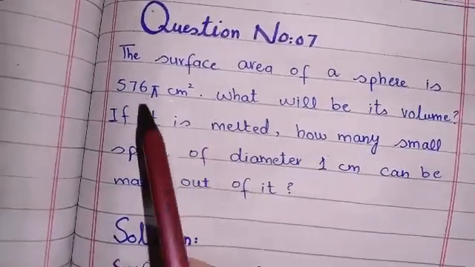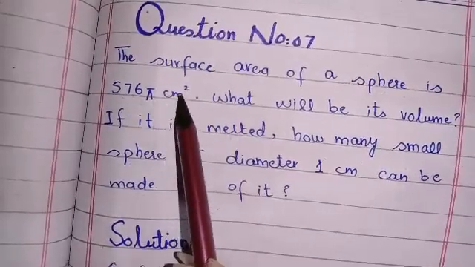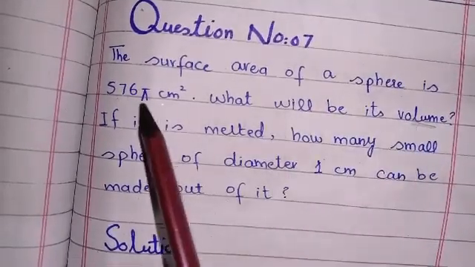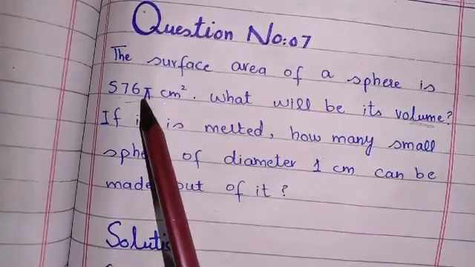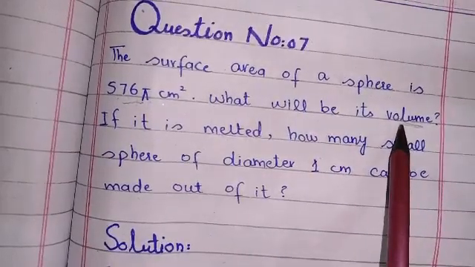Students, in this question they gave us the surface area of a sphere, which is 576 pi centimeter square. We have to find out the volume. To find the volume, first we will use this area to find the radius, and then we use the radius to find the volume of the sphere.